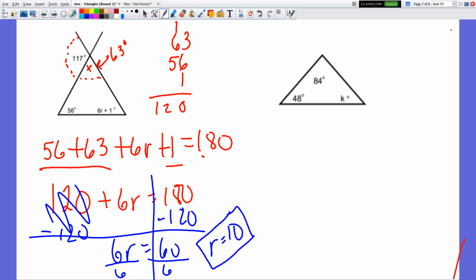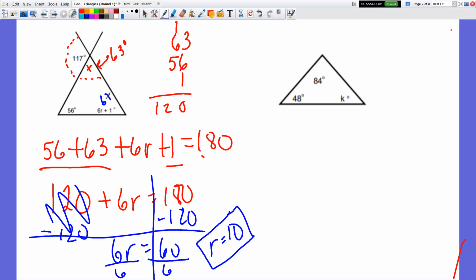I like what you said about, well, if I'm looking for the degrees, couldn't I just add up 63 and 56 and subtract from 180? I know how many degrees this is. Yes, absolutely. This is how you find r. If you wanted to check if your degrees are correct, you could substitute r in right here. 6 times 10 is 60 plus 1 is 61. That should be 61. Now you can add up all three and double check your double check.